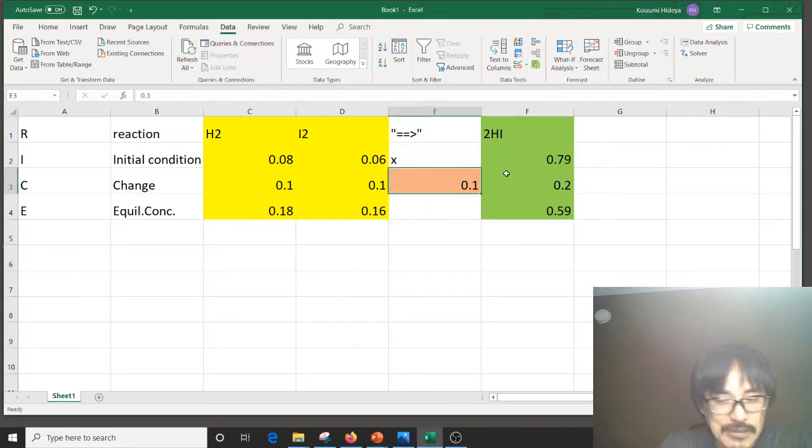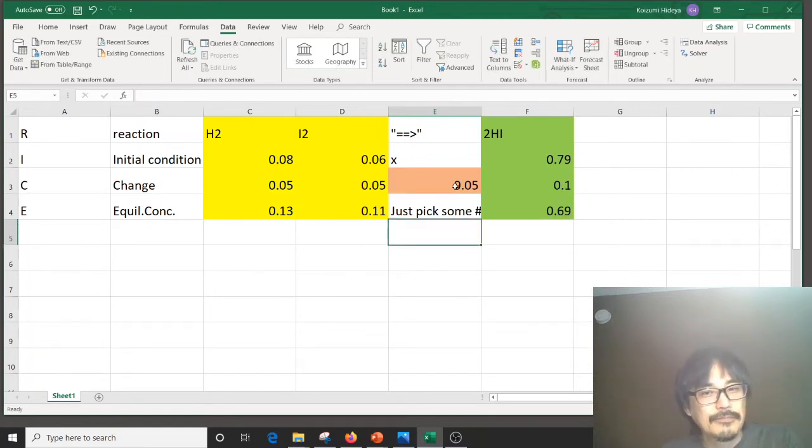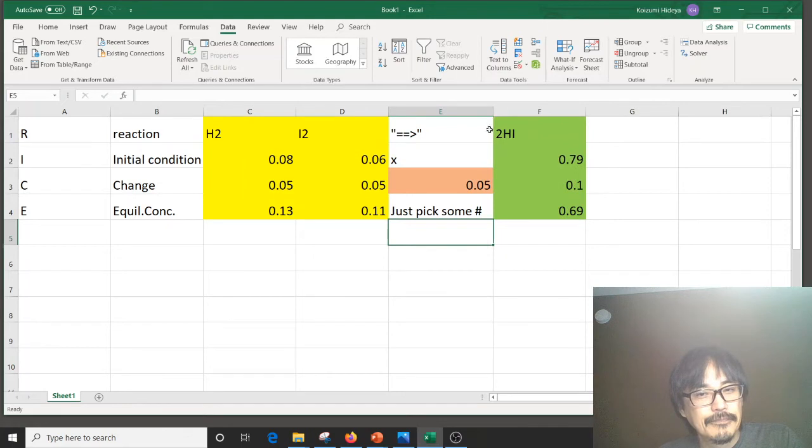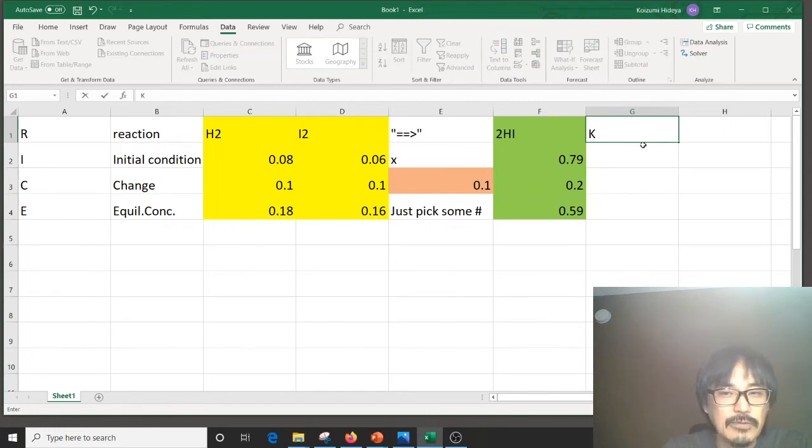This number, once again, could be any numbers. It really doesn't matter. Just pick some numbers. Okay, so I'm just going to put these things to be 0.1 for now. It looks a little bit cleaner that way. Now, I also want to know what the value of K was, and the value of Q right now.